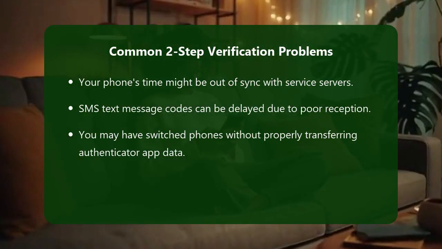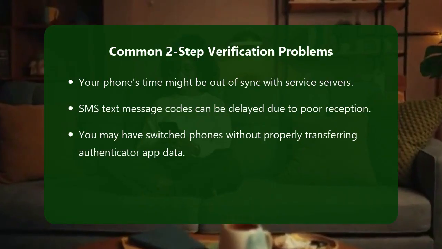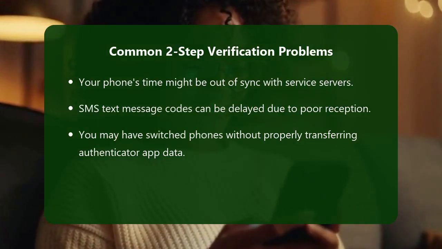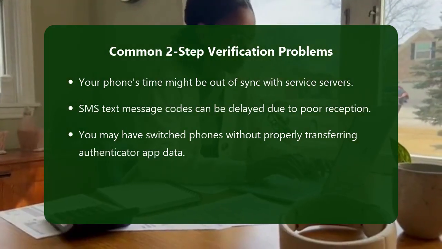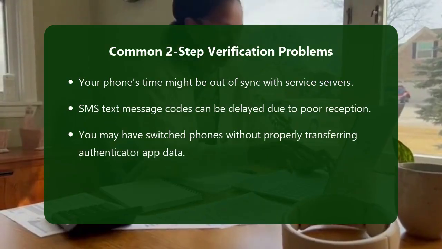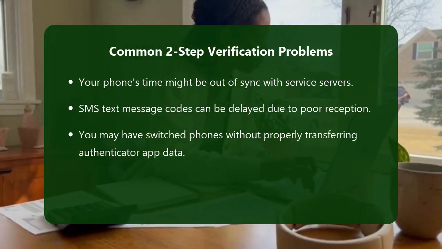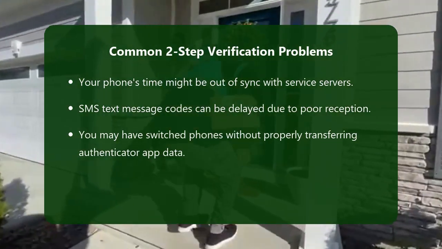One of the most frequent culprits, especially with authenticator apps like Google Authenticator or Authy, is a time synchronization issue. These apps generate time-based, one-time passwords that are only valid for a very short period, and if the clock on your phone is even slightly different from the service's server time, the codes will be rejected. The fix is often simple.